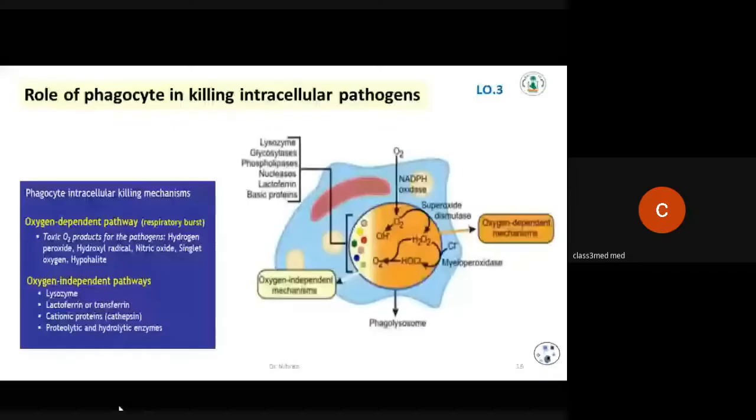Hydroxyl radicals, free radicals, all these are used against the pathogen in that mechanism. Oxygen independent: in the absence of oxygen, there are many proteins or factors that play a role in that case, like lysozyme, lactoferrin, transferrin.